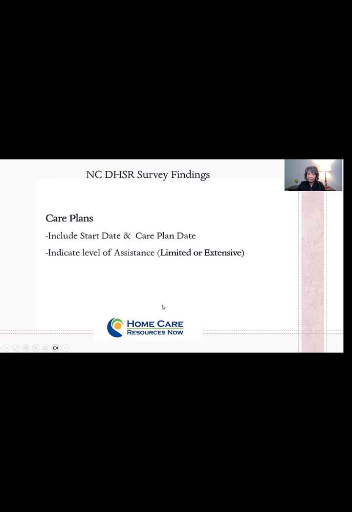So the care plans are still being looked at very closely. One of the things, or both things that they noted, is that you need a start date for the client care. That's the date you admitted the client. And you also need a separate date on that care plan, which says the care plan date.